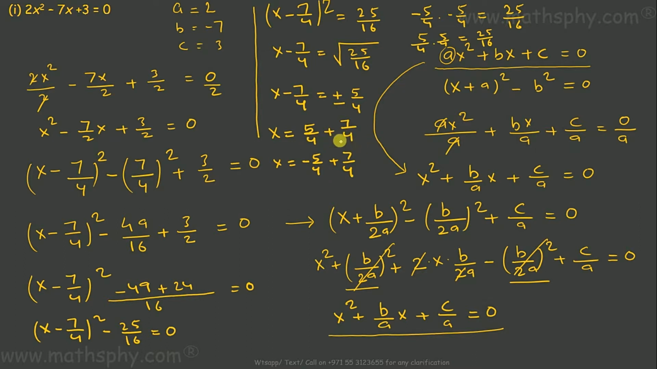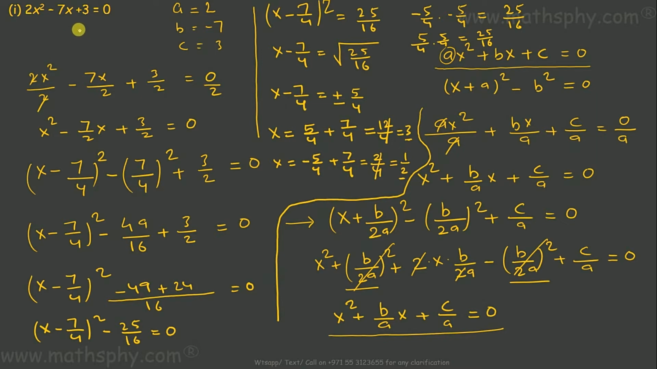Now if you solve this, this will give you 12 over 4, which is 3. If you solve this, this will give you 2 over 4, which is 1 over 2. So now x is equal to 3 and x is equal to 1 over 2. So roots for this quadratic equation would be 3 and 1 over 2. Now you can see here the result is roots are 3 and 1 over 2.